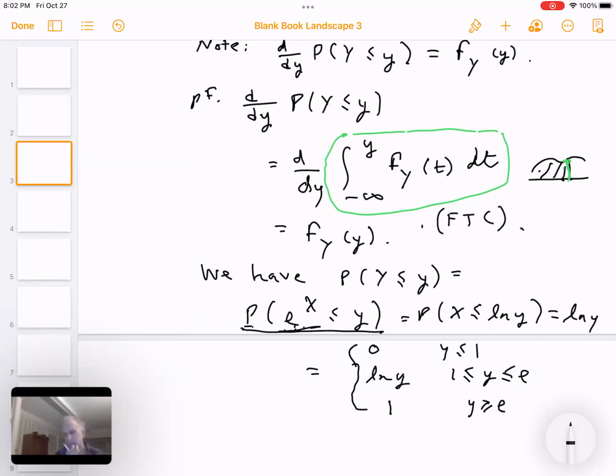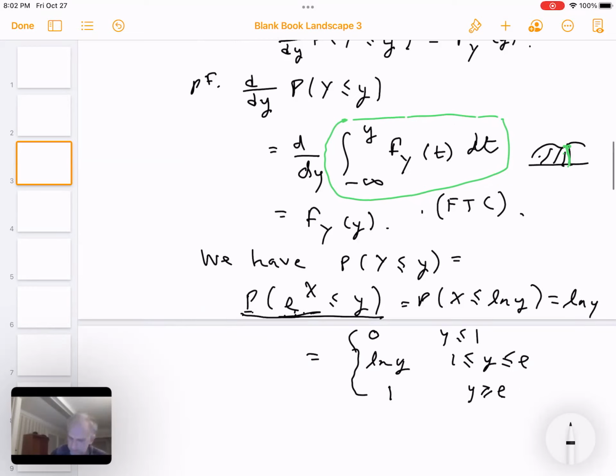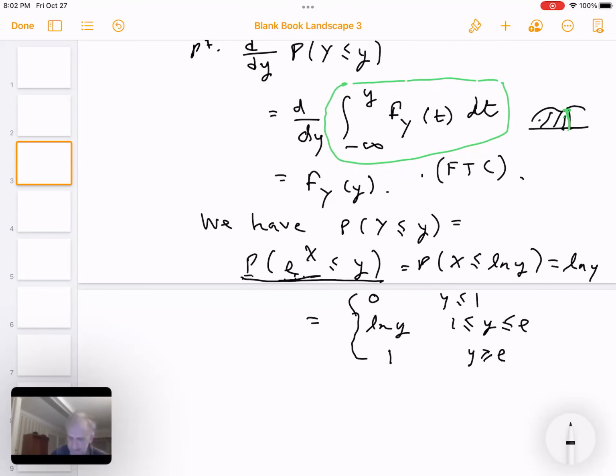Okay, so you see it's continuous, it connects there. And yeah, if I put 1 in here, it's 0. And if I put in e in here, it's 1. So this is the CDF of y.